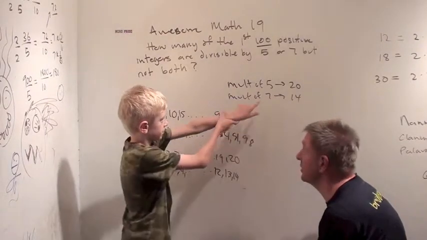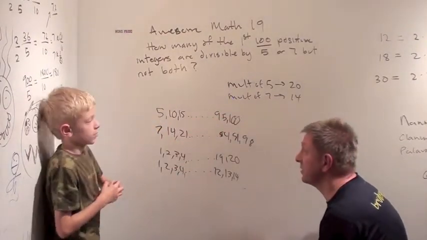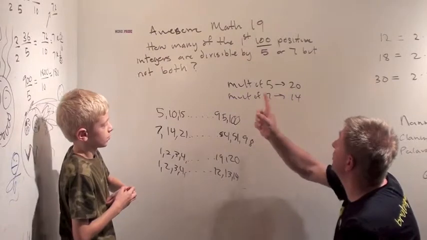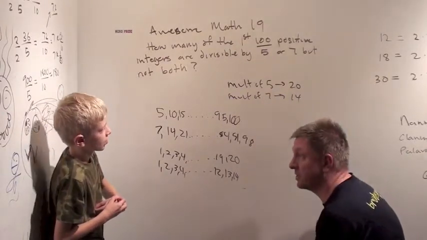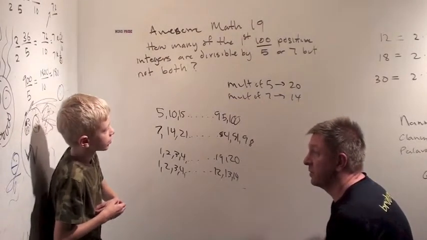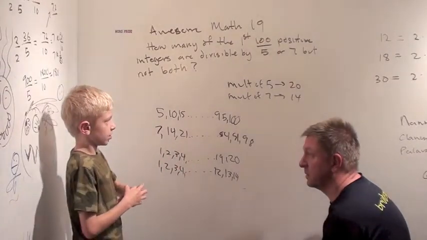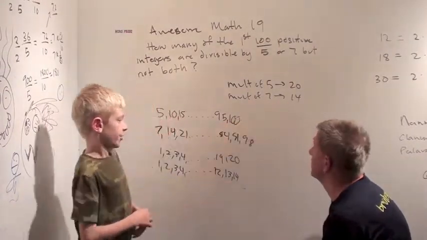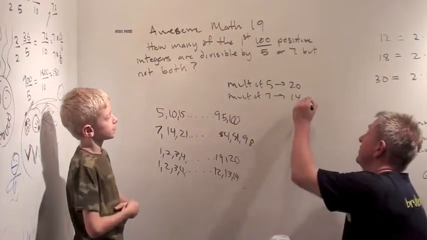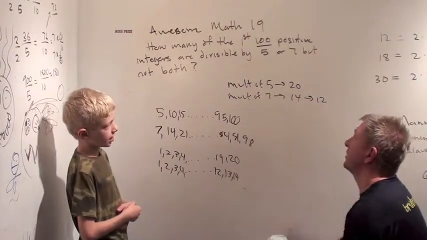Okay, so what are we going to have to do? We're going to have to throw those out, the 2, 35 and 70, that are multiples of both. That means we're going to have to subtract 2 from the multiples of 7. So now we only have 12 that are not multiples of 5.